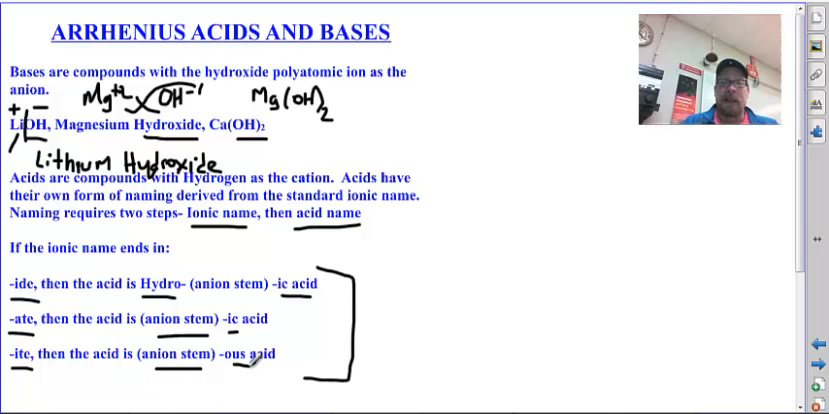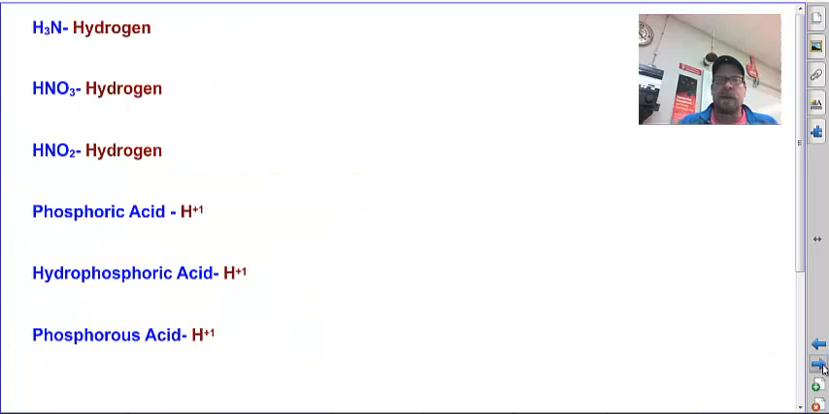I think the big thing to point out here is that the prefix hydro only goes with binary acids, except for cyanide, which is a polyatomic, but really with binary acids, and the IDE ending is the only time you use hydro. A very common mistake is wanting to use hydro in every acid that you name, and don't, because it's defined by its ionic name. Anyhow, let's do a few examples.